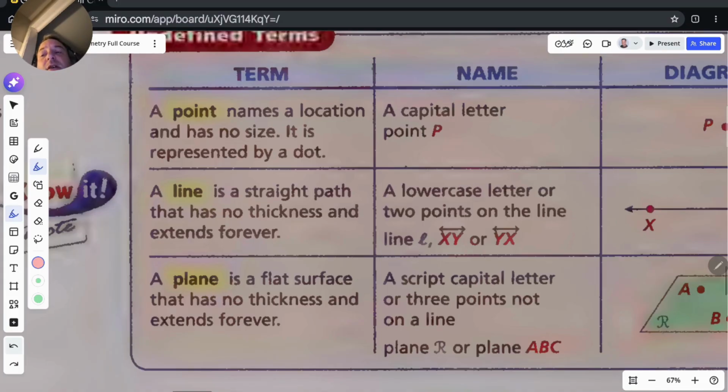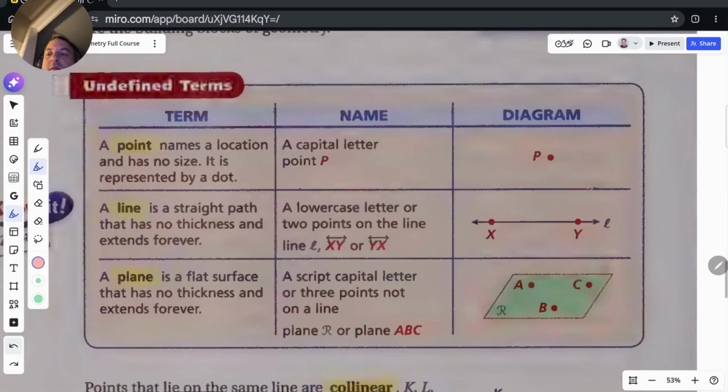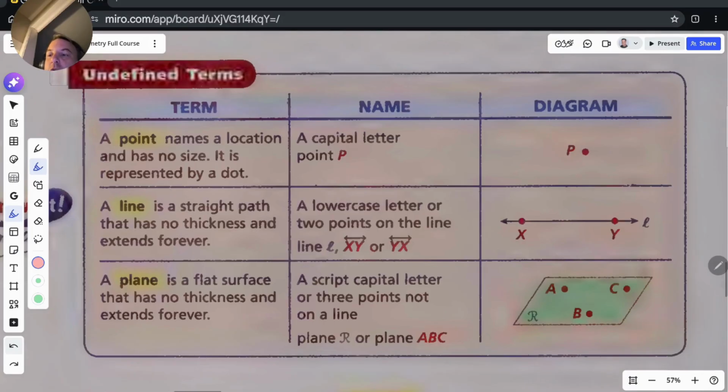They are the building blocks of all geometry, just like the letters A, B, and C we consider the building blocks of words. All right, let's take a look at our first row in the table. So a point names a location, like a single spot on a map. It has no size, even though we draw a dot to show it. The real point has 0 width and 0 thickness. It's just the location itself.